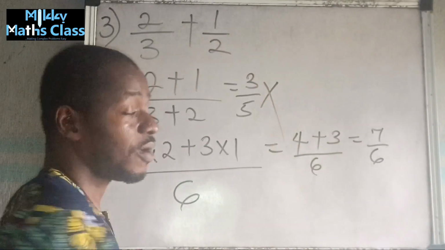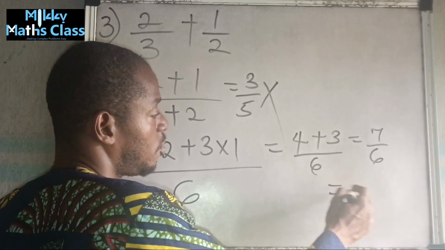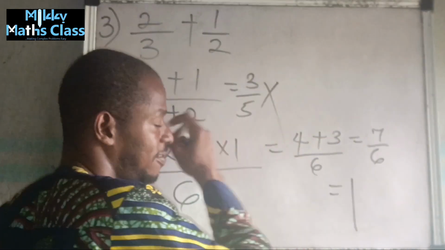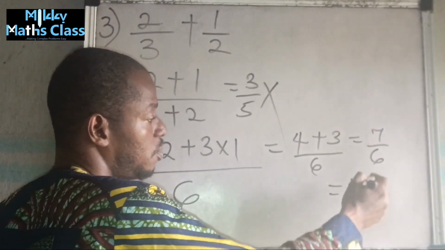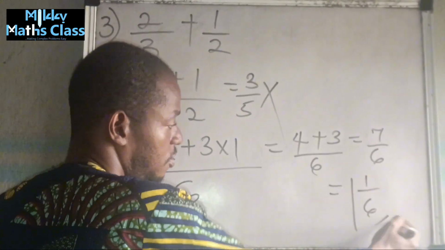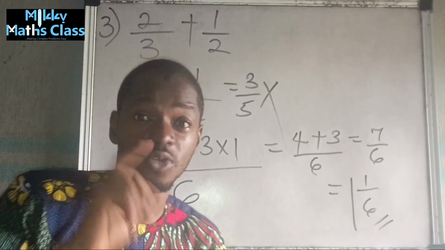So we'll put our answer as a mixed number. So this becomes one whole number. How many 6s will I say in 7? 1. Remaining 1 over 6. So avoid this third mistake.